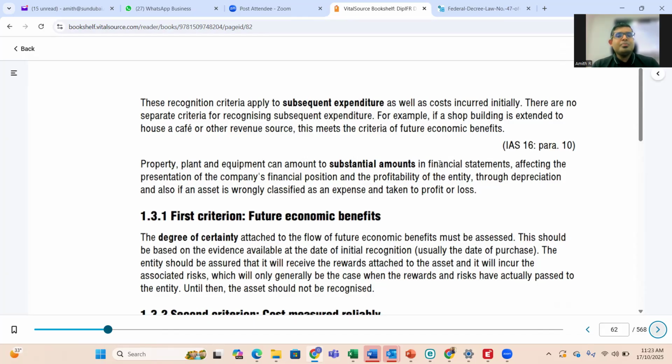No, see, my point is pretty simple. Is the future economic benefit probable? Like, when employees or people come to the office, I am using the paint for my administrative purpose, or I'm using the wall for my administrative purpose.